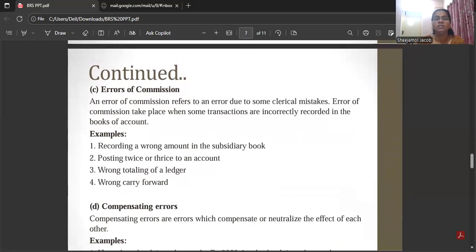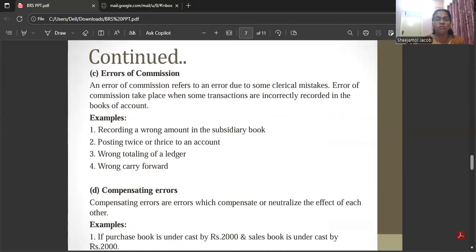The third one is error of commission. An error of commission refers to an error due to some clerical mistakes. Error of commission takes place when some transactions are incorrectly recorded in the books of accounts. For example, recording a wrong amount in the subsidiary book, posting twice or thrice to an account, wrong totaling of the ledger, wrong carry forward, etc. are examples of error of commission.